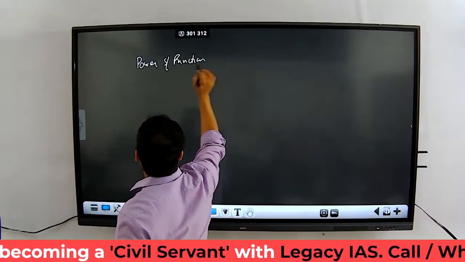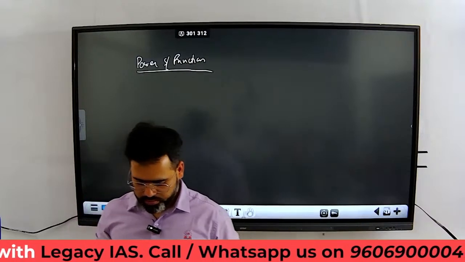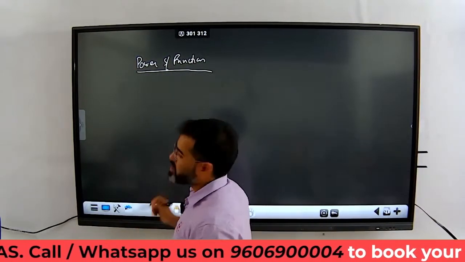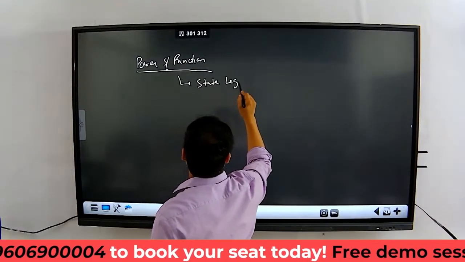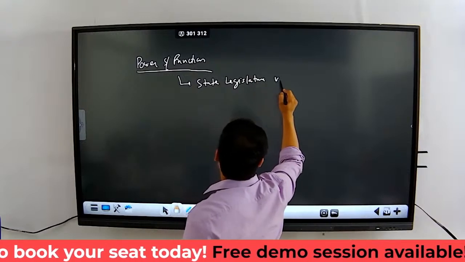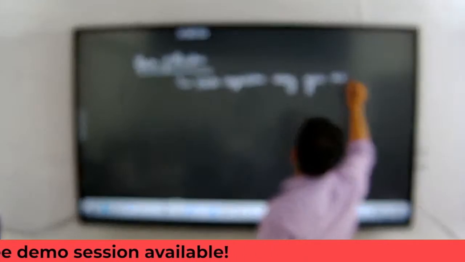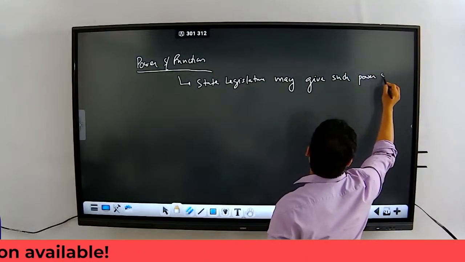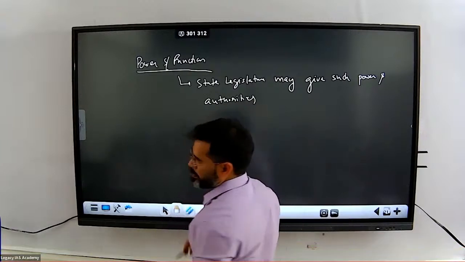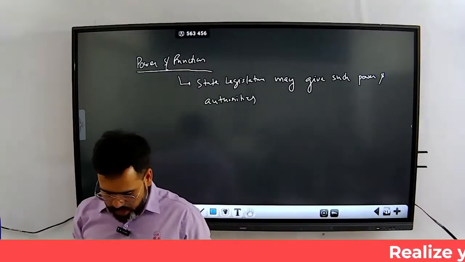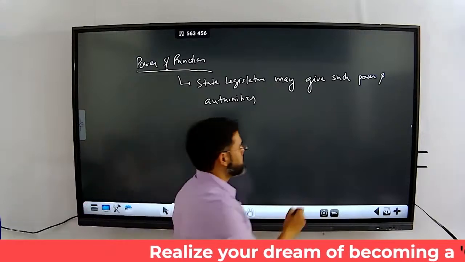Power and functions. Next feature is power and functions. So who will decide it? State legislature. State legislature may provide such powers and authorities as may be necessary.